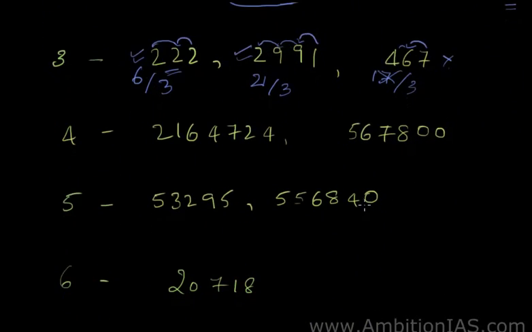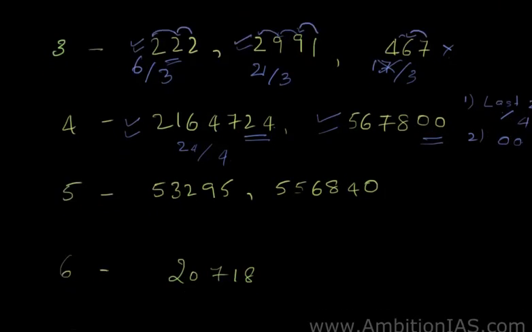Divisibility of 4 depends on two rules. The first rule is the last two digits of any given number. If they are divisible by 4, then the complete number is divisible by 4. Here the last two numbers are 24, and 24 is very well divisible by 4, hence this complete number is divisible by 4. The other rule is, if the last two digits of a given number are 0 and 0, then that number is also divisible by 4. So you need to remember two rules here: the last two digits are divisible by 4, or the last two digits are 0 and 0.